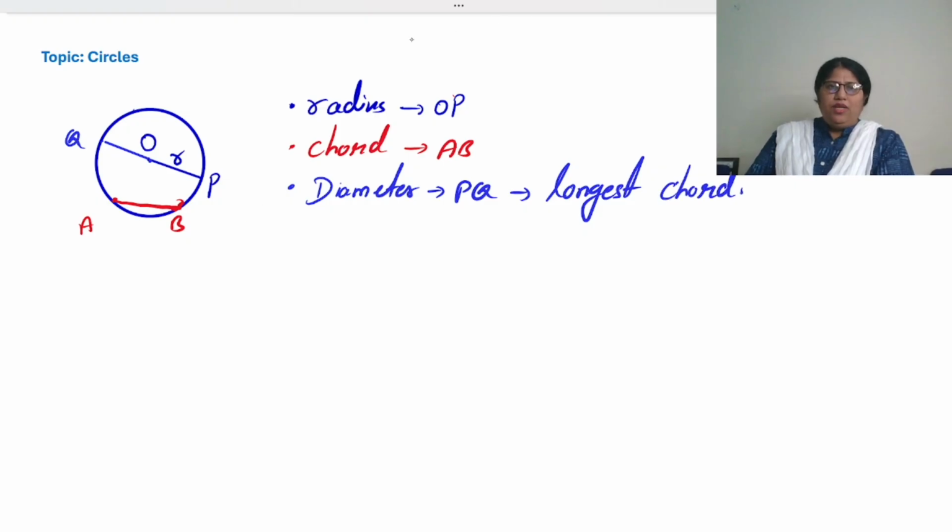Correct. Now, what is the meaning of arc? If I take a piece of the circle, here if I take AB, this is a piece of a circle. Or if I take PQ, this is also a piece of a circle. This is called an arc because it's a piece of the circle. This is arc AB, and this is nothing but a minor arc, right? So an arc can be minor or major based on whether you are taking the smaller piece of the circle or the bigger piece of the circle.